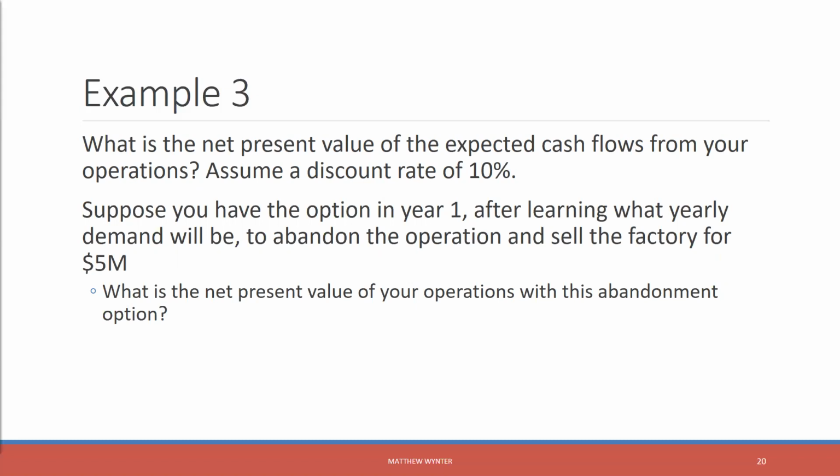Suppose that you have the option in year 1 of learning what the yearly demand will be, but now you can abandon the operation. You can sell the factory for $5 million. What is the net present value of operations with this abandonment option? When we calculate this, we'll observe that for 2 states of the world, it'll be worthwhile to just abandon the project, to sell it off.